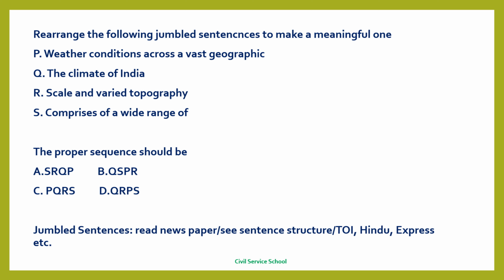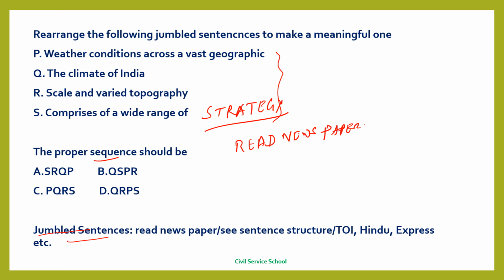So this is a question of jumble sentences. Rearrange the following jumbled sentences to make a meaningful one. You just read these sentences and write down the proper sequence. Let me tell you one strategy for solving these questions: you need to read lots of newspapers. That newspaper can be anything, it can be Times of India, Hindu, Indian Express or anything. You just need to know the sentence structure of English, and then you will be able to solve these questions.